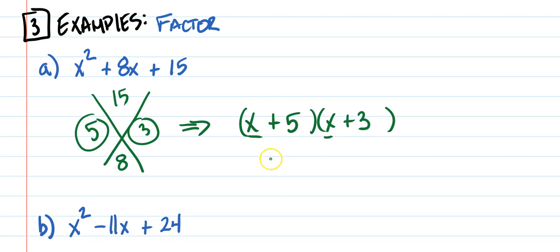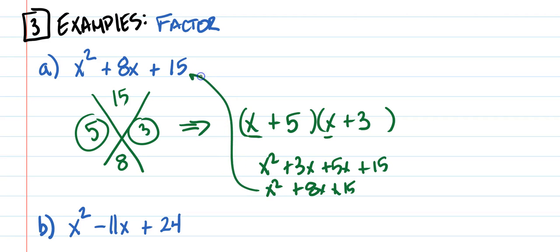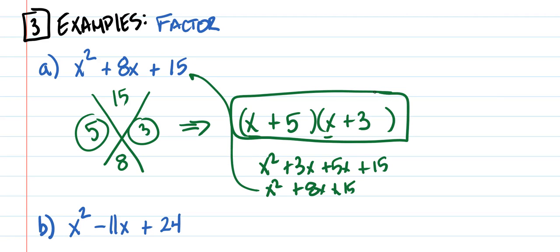So x times x would give me x squared. X times the positive 3 is a positive 3x. 5 times x is a positive 5x, and then 5 times 3 is a positive 15. So simplifying, I would get x squared plus 8x plus 15, which is exactly what we started with. So therefore, this is the factored form of x squared plus 8x plus 15.